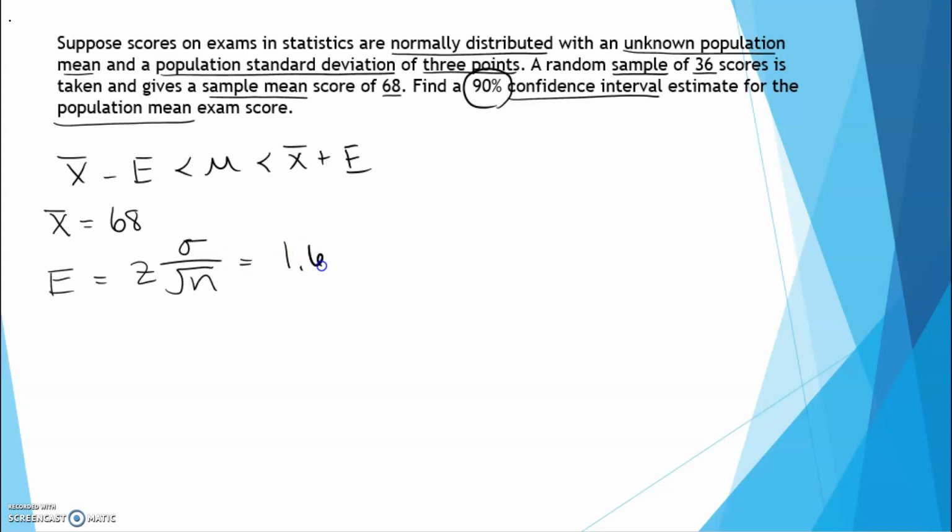Okay, so 1.645 times 3 divided by the square root of 36. And this comes out to 0.8225. So these are the two things I need to plug back into my confidence interval.